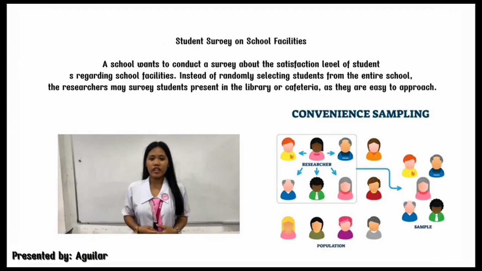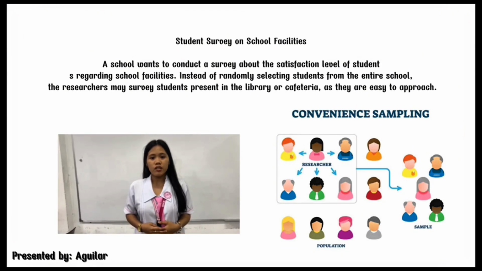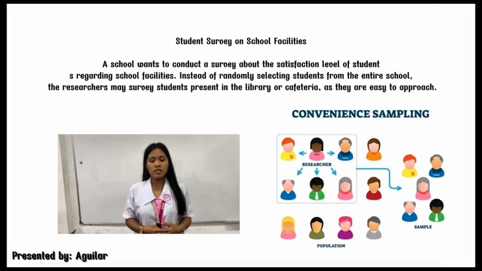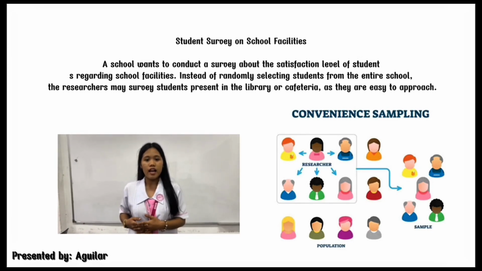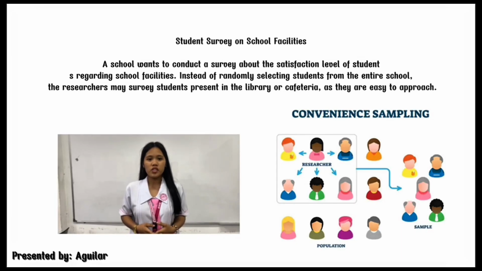For example, a school wants to conduct a survey about the satisfaction level of students regarding school facilities. Instead of randomly selecting students from the entire school, the researcher may survey students present in the library or cafeteria as they are easy to approach.